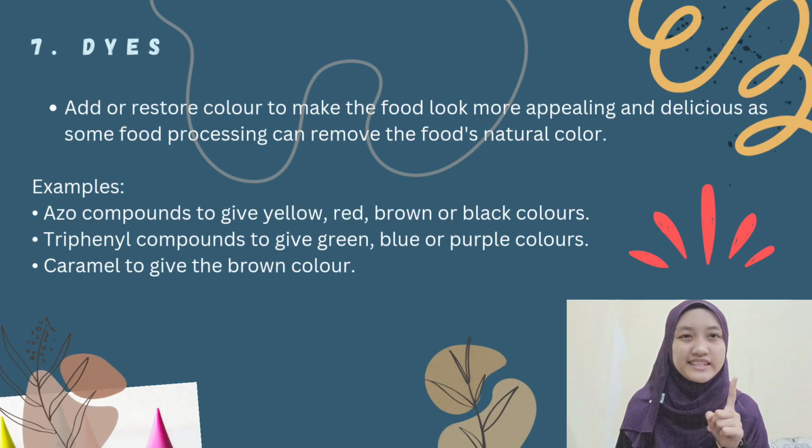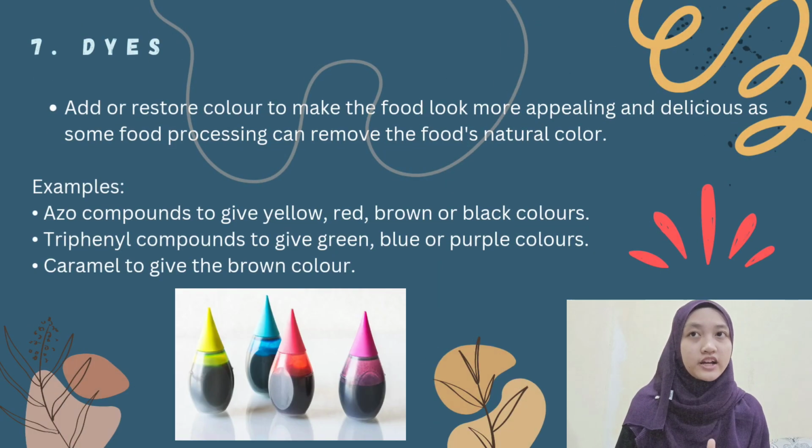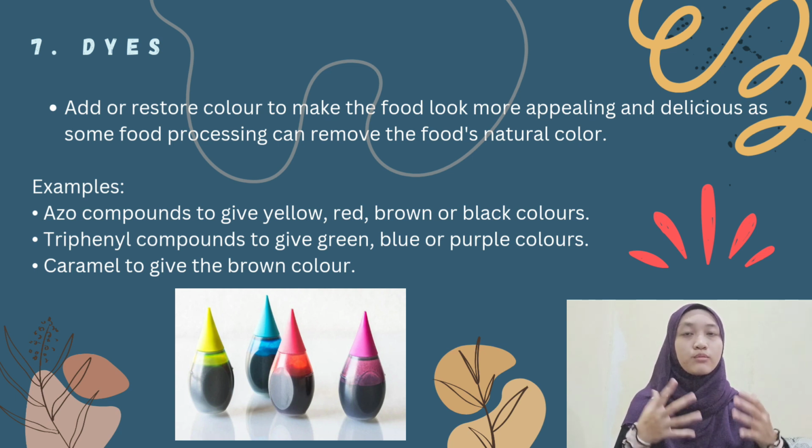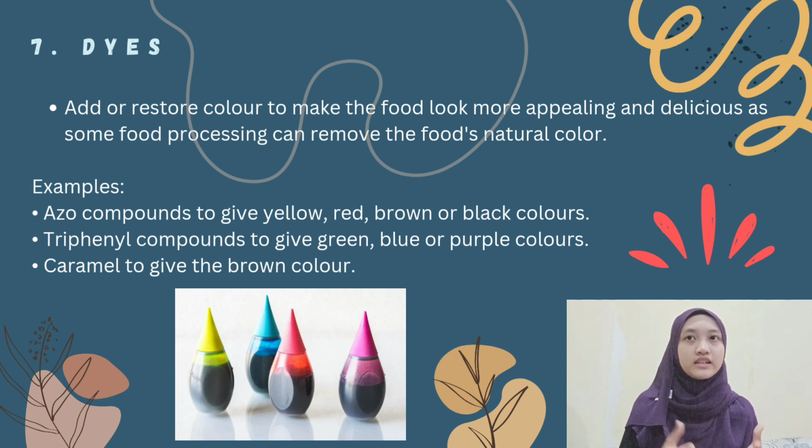The last one is dye. Dyes are used to add or restore color to make the food look more appealing and delicious, as some food processing can remove the food's natural color. For examples, azo compounds give yellow, red, brown, or black colors. Triphenyl compounds give green, blue, or purple colors. Meanwhile, caramel gives brown color.